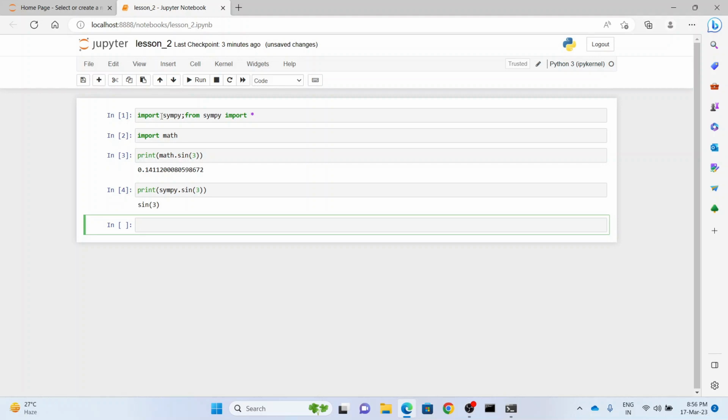Now you may be wondering, what are the advantages of this? Yes, there are obvious advantages of symbolic computing, and this is also known as computer algebra systems. That is, sympy is also known as a computer algebra system, and it has its advantages in mathematics. And let's have a look at what exactly it is.